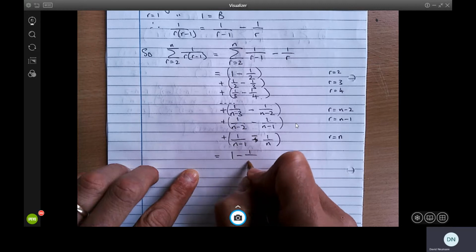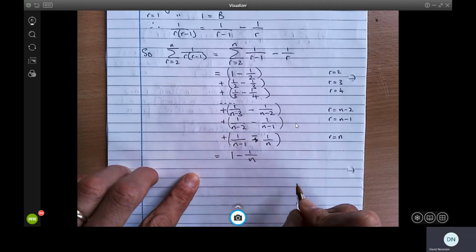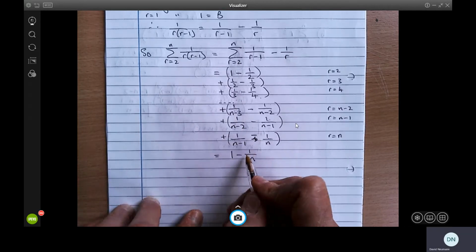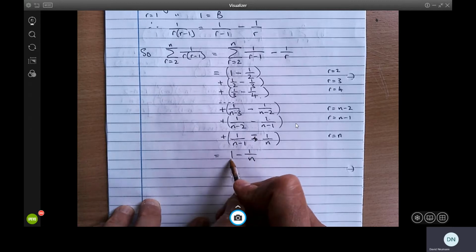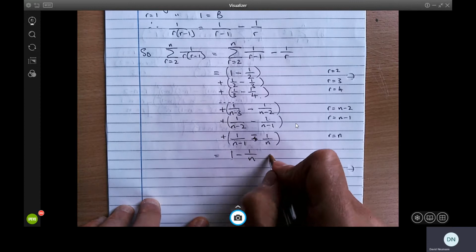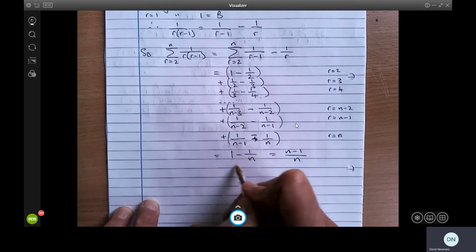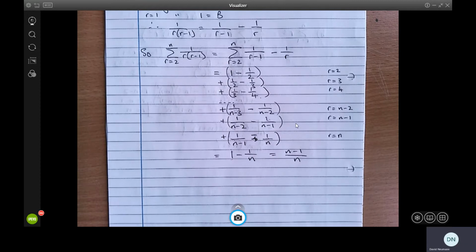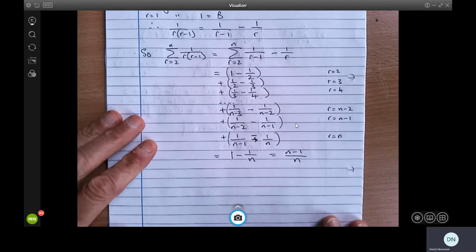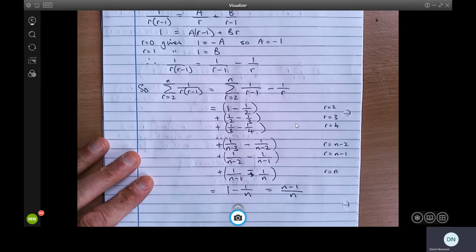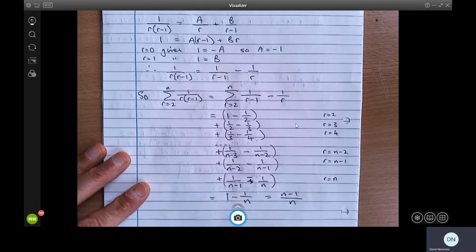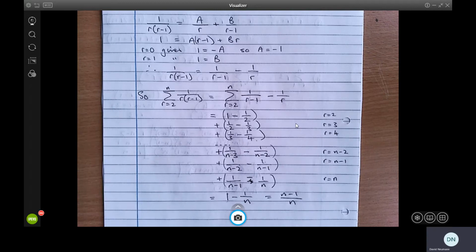minus 1 over n, and if we give those a common denominator of n, so multiply this by n over n, we get n minus 1 over n. Either of these forms would be perfectly acceptable as an answer to the question. So we've now found the sum of the series using the method of differences.